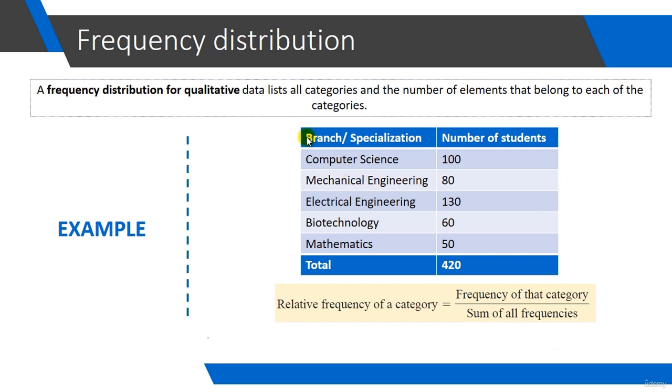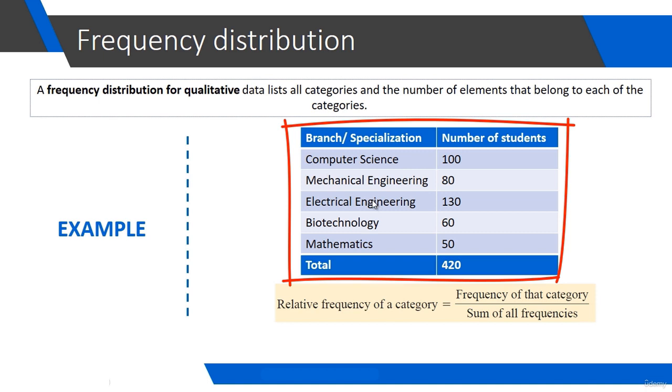When we have categories like this, that is, the categories are discrete, we have 5 different branches and to each branch we can clearly assign the students. This is called qualitative data or categorical data, and this type of distribution is called a frequency distribution for qualitative data.